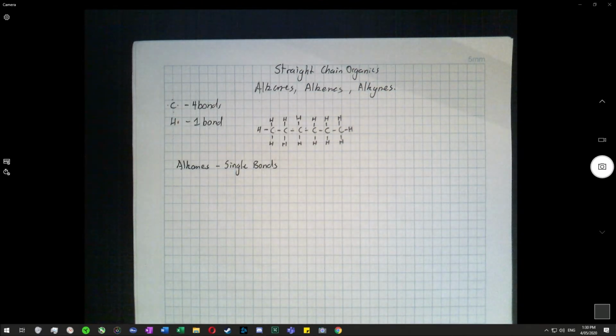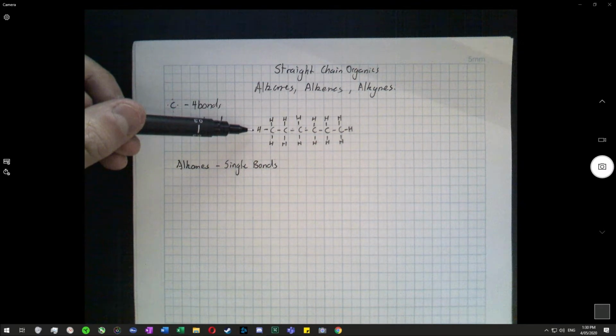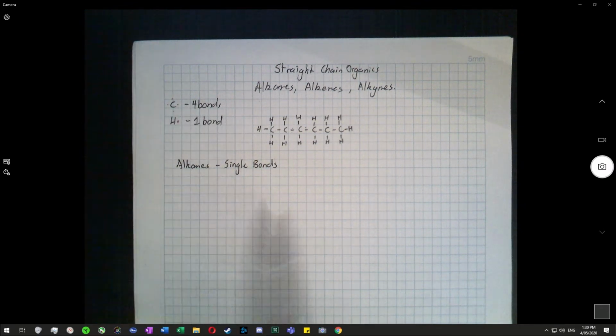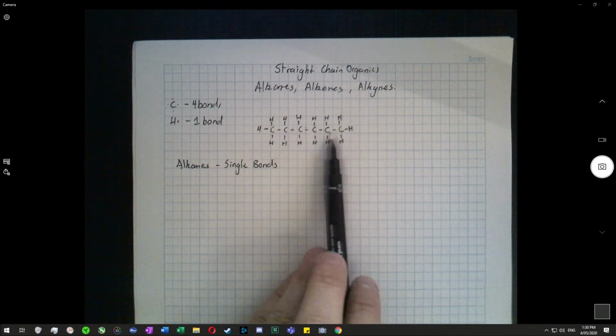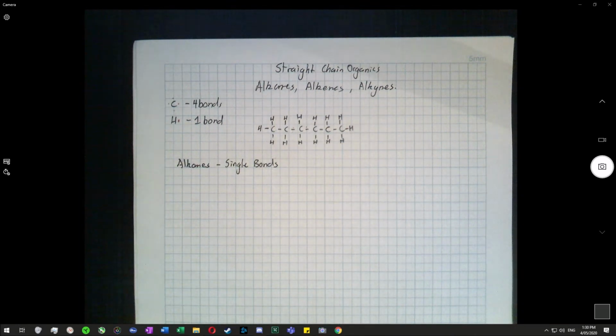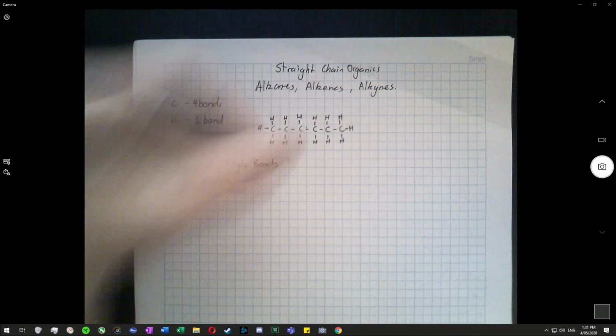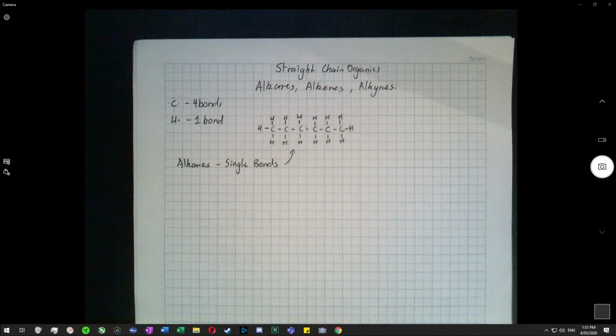Probably doesn't mean much at the moment. When I talk about alkenes and alkynes and I talk about double and triple bonds, it'll make sense in a minute. But the example that I've drawn up here is an alkane. Every single bond that you see here is just a single covalent bond doing its thing. So I'll link that up there as an example.